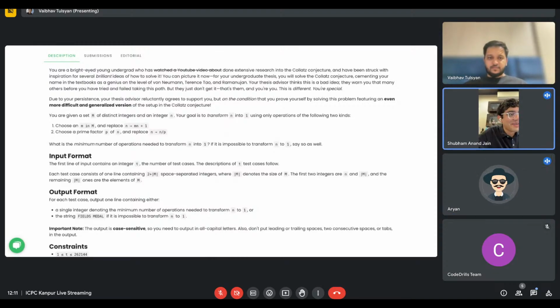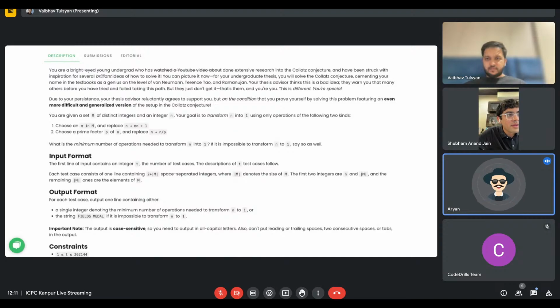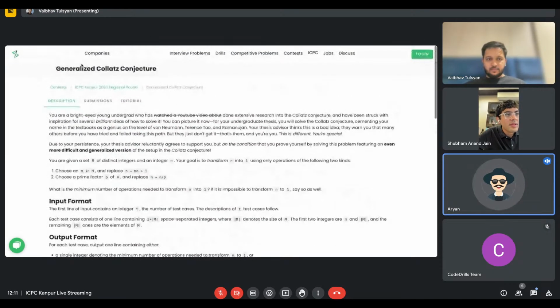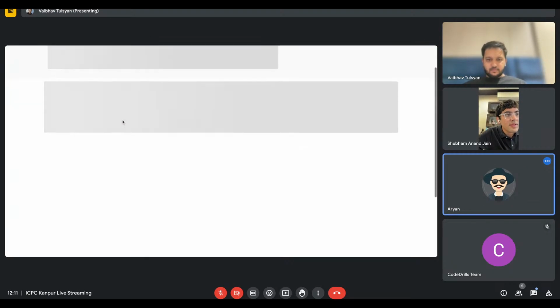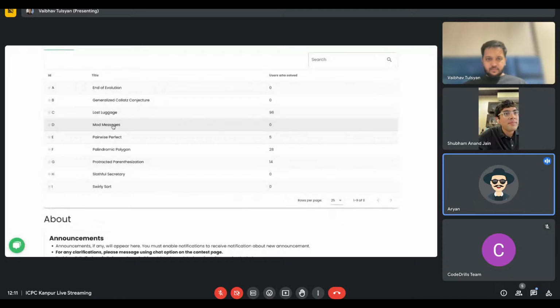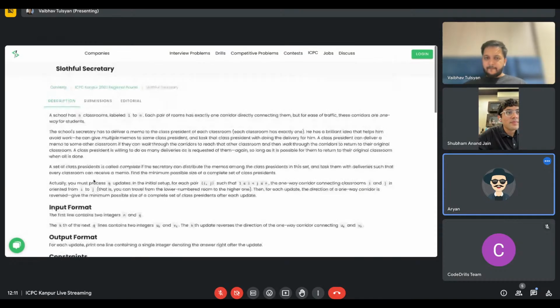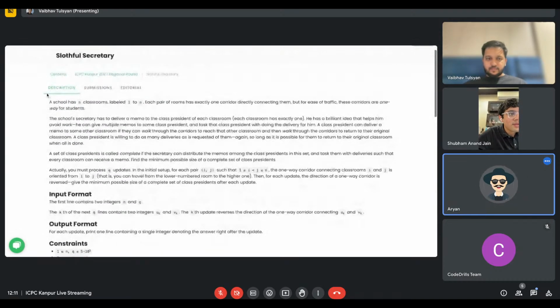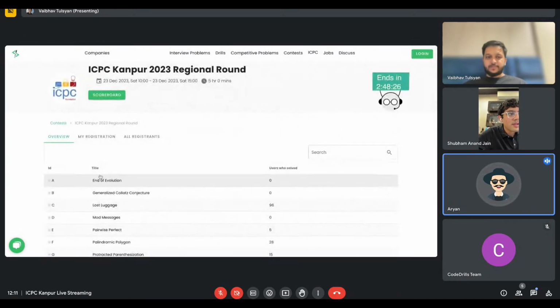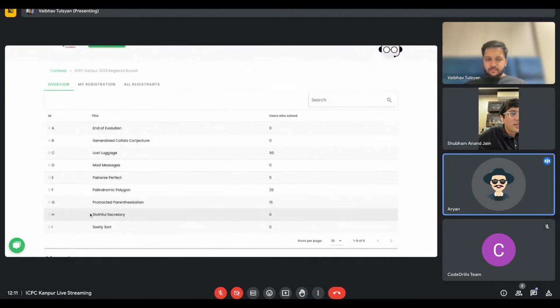I see. So which one, according to you, should teams try next, from D, H, and I? If I had to give something for easy rated, the one they should try next, I would say the teams should go for Slothful Secretary or Mod Messages. Slothful Secretary would be easier to code if you have figured out all the details.